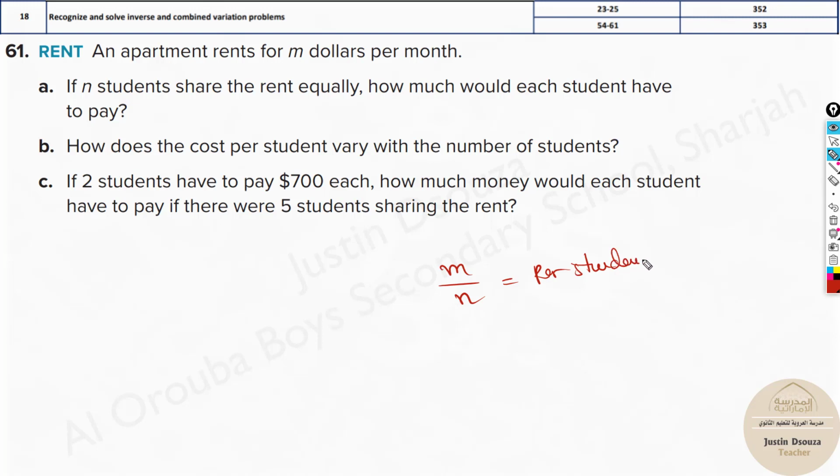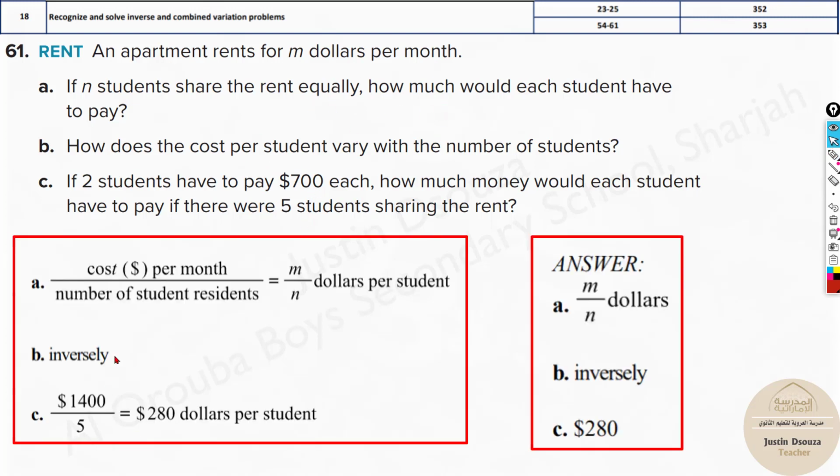Always it's like that. Now just imagine you're going somewhere and say taxi with your friends. The bill is 90 dirhams and you guys are 3 people. So how much will each have to pay? Divided by 3, it will be 30 per person, right? The same thing. Total rent divided by the number of students, that is per student cost. How does it vary? It varies inversely, isn't it? So as the number of students increases, the per person cost will reduce. So you can see here it's written m by n. Why is it varying inversely? Because as the number of students increases, the cost reduces per student.